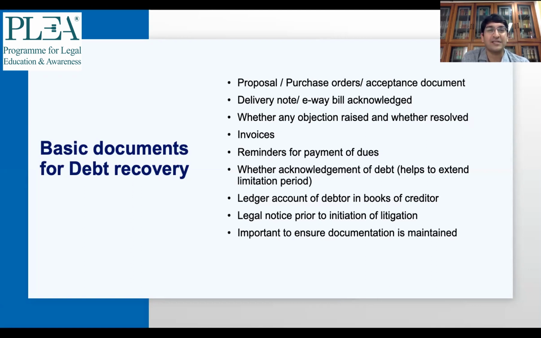Thereafter, once the goods are accepted, invoices are raised, and then if payment is not made in time, usually the invoices will mention how much credit period is provided. Usually it's 30 days from date of delivery or 45 days. Now, if this payment is not made within that time, then the supplier or the creditor should ideally send reminders for payment of dues, so that it is all documented. Basically, it is on paper that you have been following up with the buyer or the debtor for payment of dues. And another important point is we should also always check whether there has been an acknowledgement of the debt.